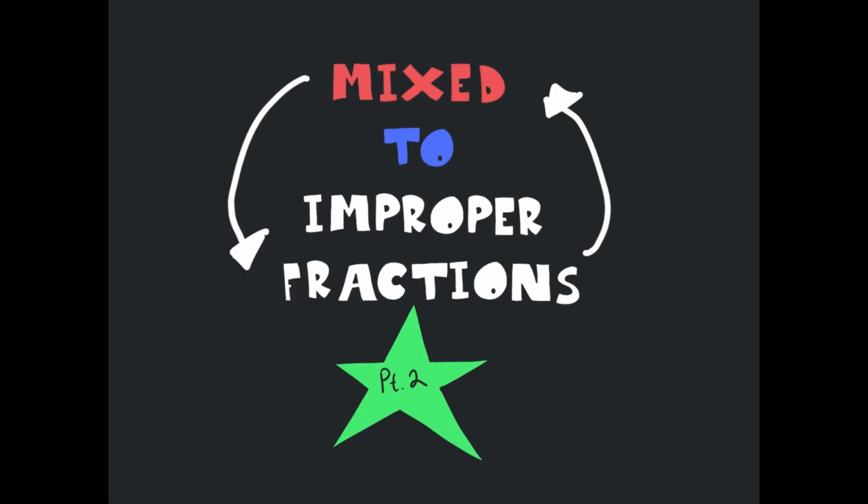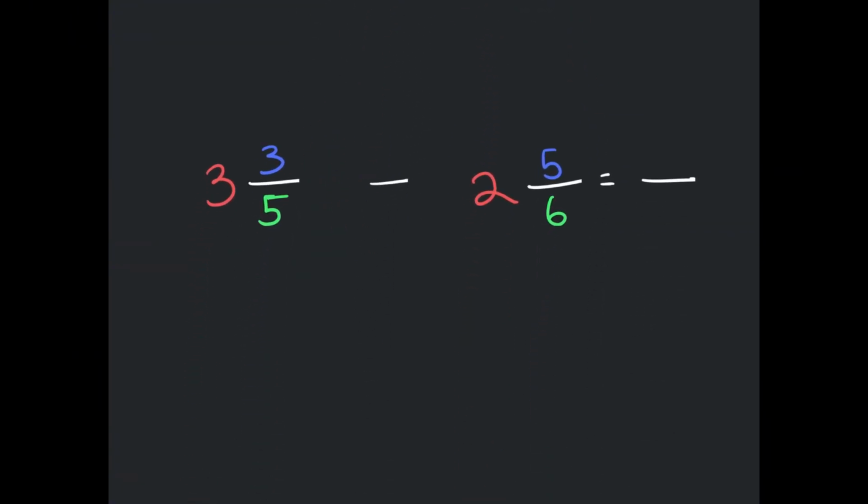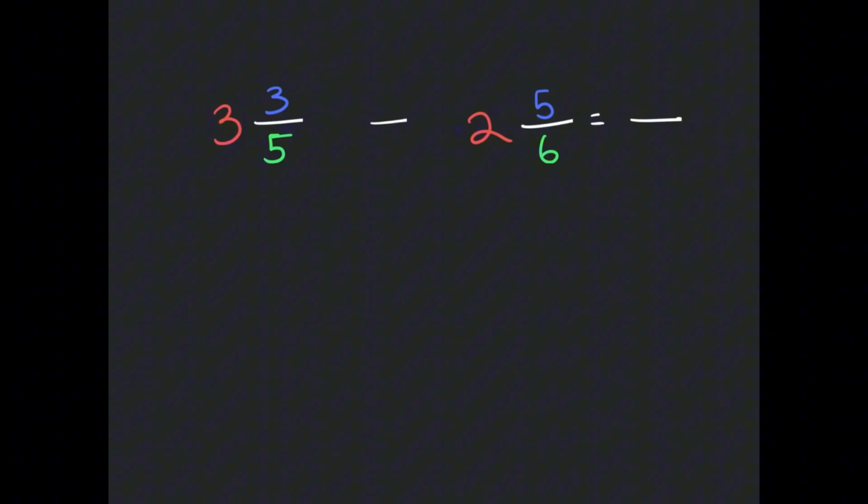Today we are continuing our short video on converting mixed numbers to improper fractions, part 2. With this, we are simplifying and finding a solution to our expression. So there's a couple things that we want to do. Let's say, for example, I have 3 3/5 minus 2 5/6. There's a couple steps that we need to do.